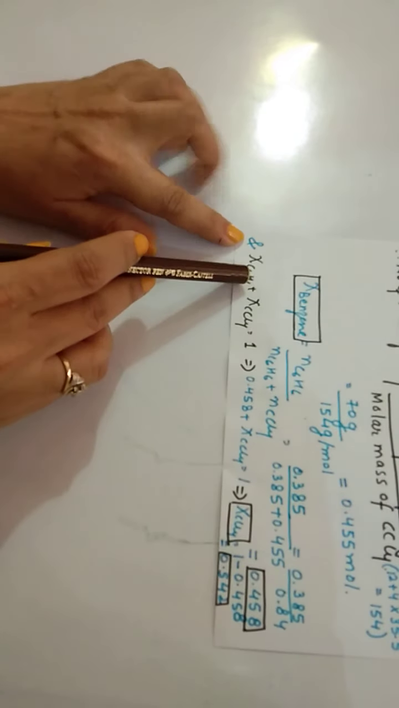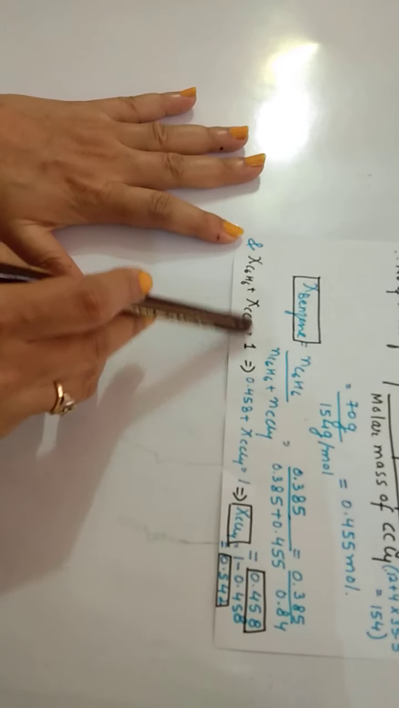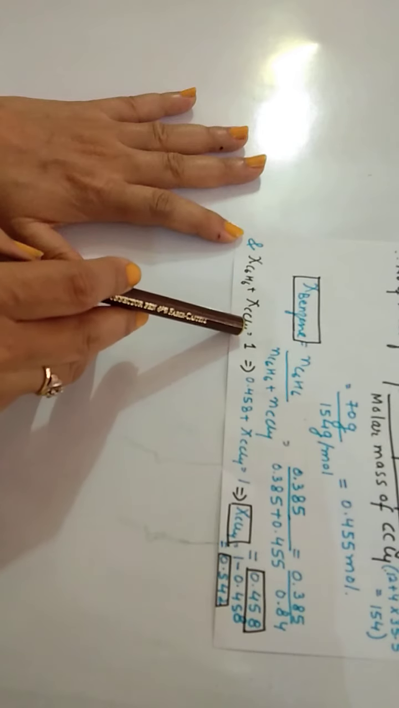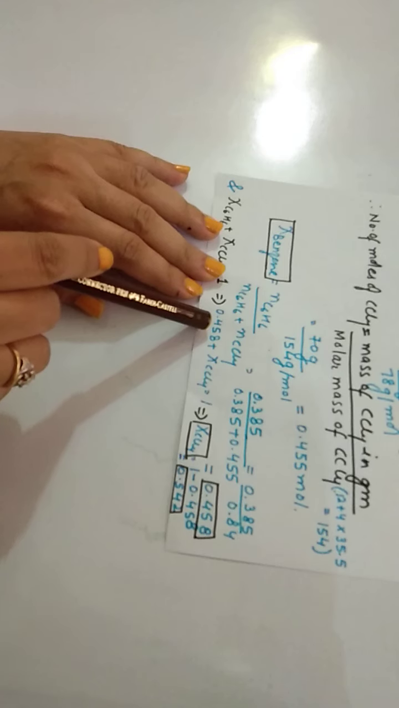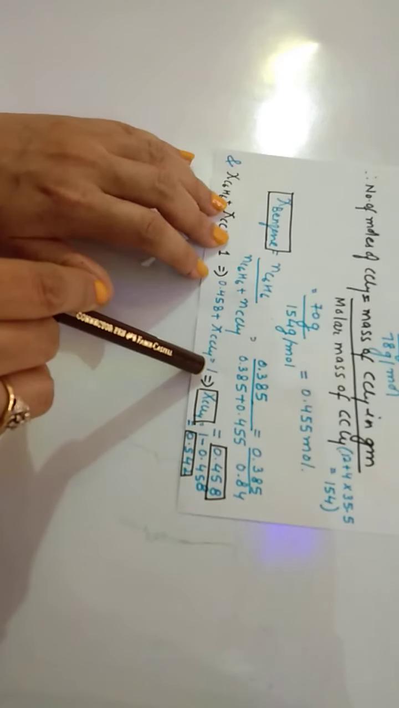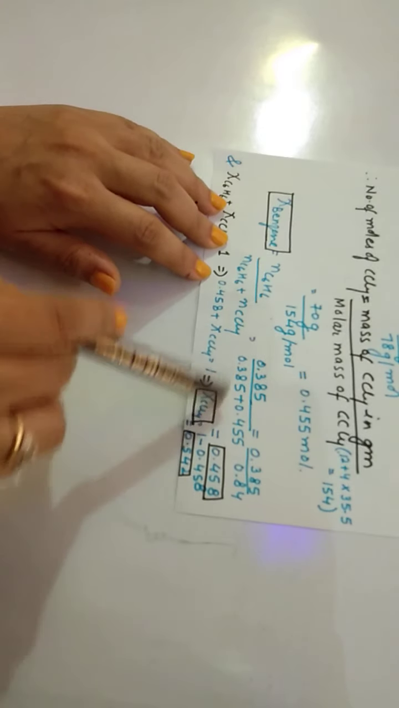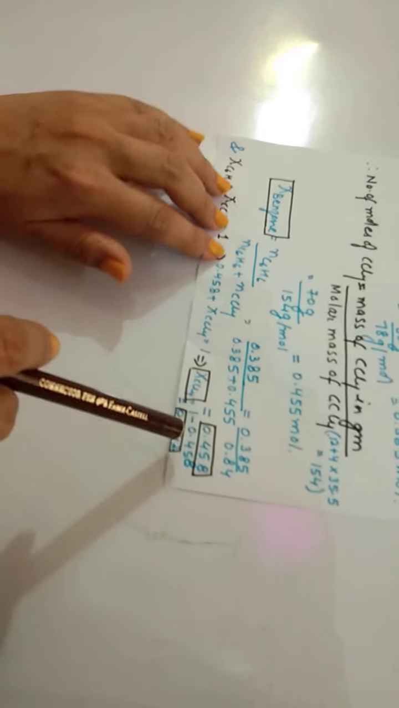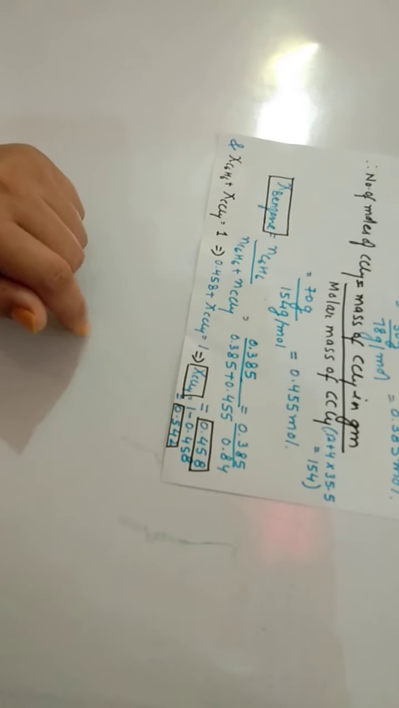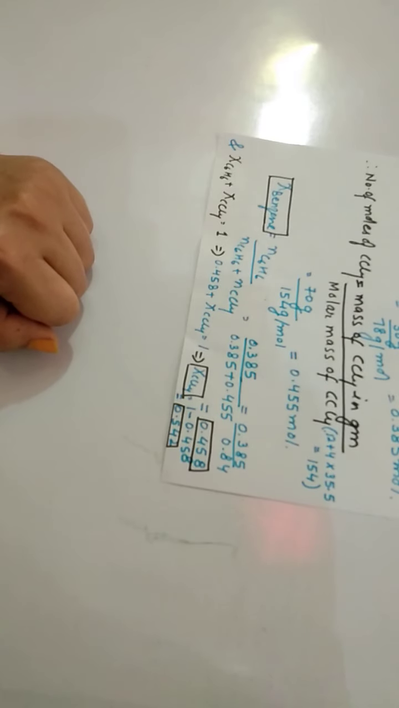Now, I just now told you, the sum of mole fractions of all the components in a solution is equal to 1. So mole fraction of benzene plus mole fraction of CCl4 is equal to 1. Mole fraction of benzene we have just calculated as 0.458, plus mole fraction of CCl4 is equal to 1. So 1 minus 0.458 will be the mole fraction of CCl4, which comes out to be 0.542. So I just hope this one is clear.